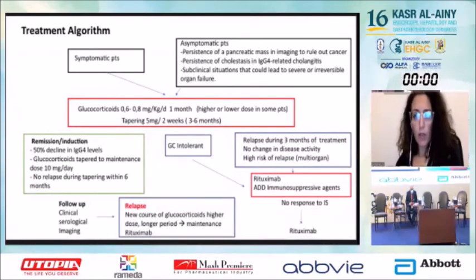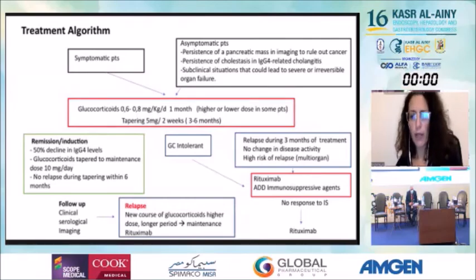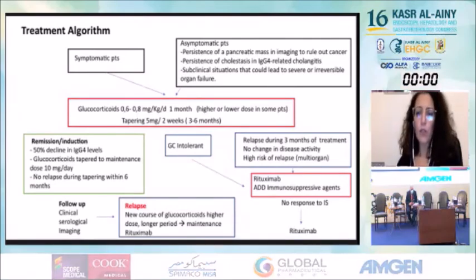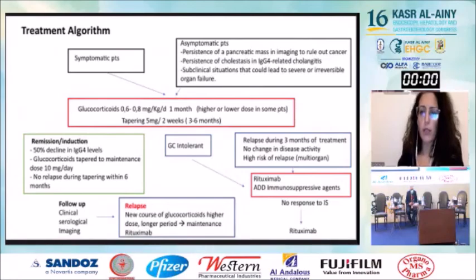We can also have the option to add immunosuppressive agents. All immunosuppressive agents have been tried in this indication. Azathioprine is one of the main used ones in this indication, up to 2 to 2.5 milligram per kilo per day. In case of no response to immunosuppressive agents, in case we have added immunosuppressive agents, we can move to rituximab as a second-line treatment.